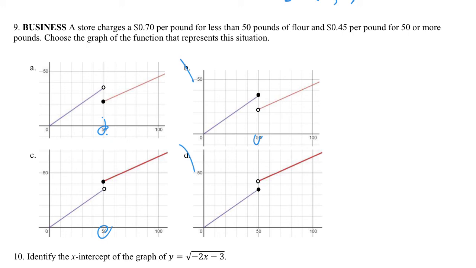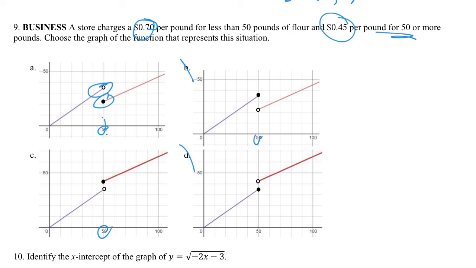And then you just think, well, the discount, right? You're getting charged less when you buy 50 pounds. So if you bought just a little bit less than 50 pounds, you would be charged more than if you bought exactly 50 pounds. So the first line should be above the second line. Right? So A fits that. The first line is above the second line.